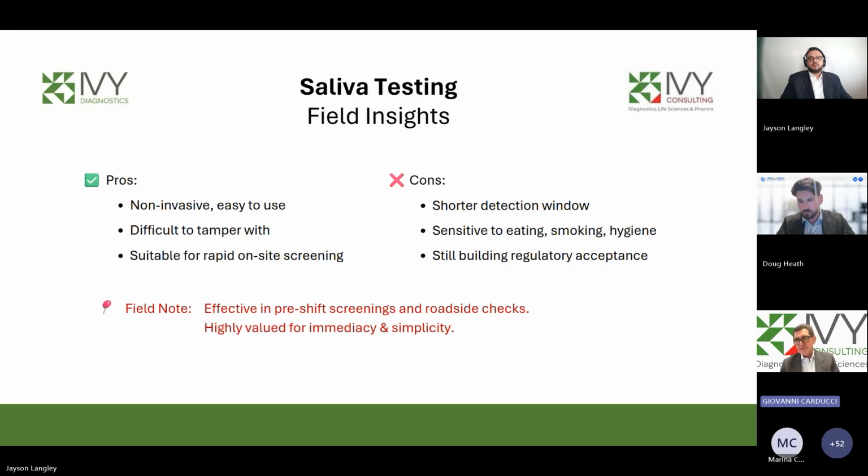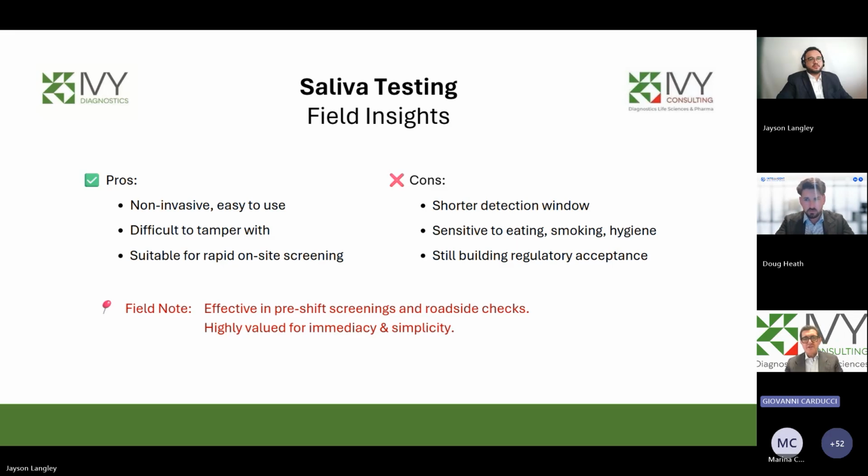It is difficult to tamper with because it is immediate testing, and it is 100% suitable for rapid on-site screening. On the other side, it is very well suited for who wants to see something that happened recently, but not over a long time. Therefore, it is a shorter detection window. It is sensitive to eating, smoking, hygiene. If I drink something or coffee before, it would invalidate my test. And in some countries, regulatory acceptance is still being built.